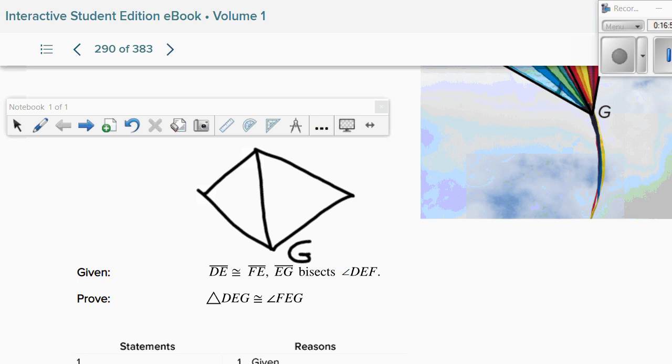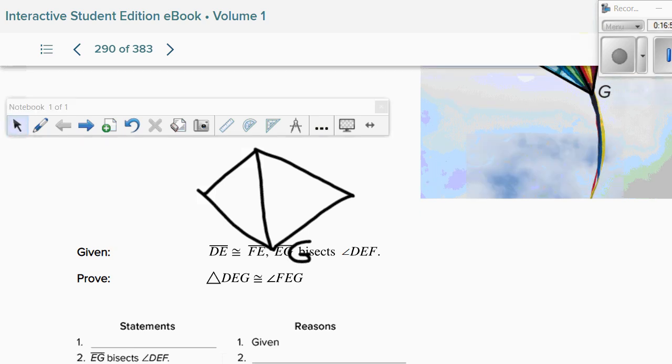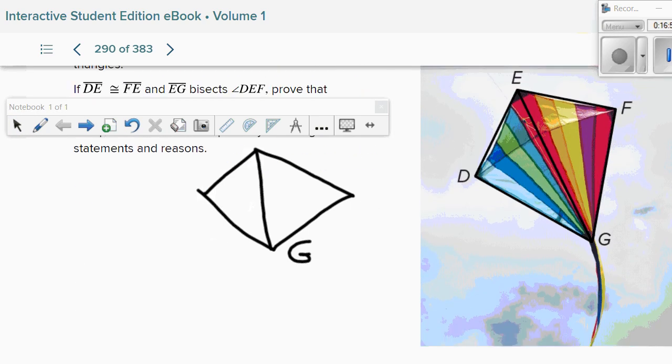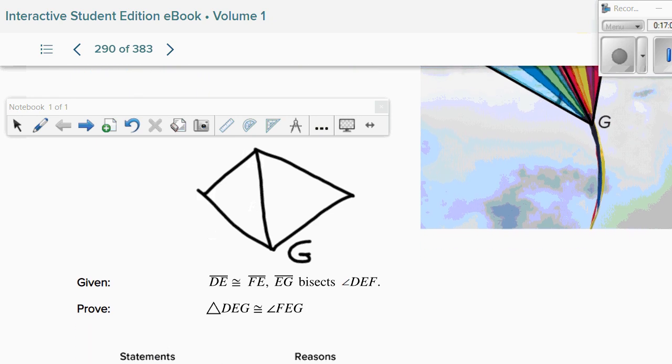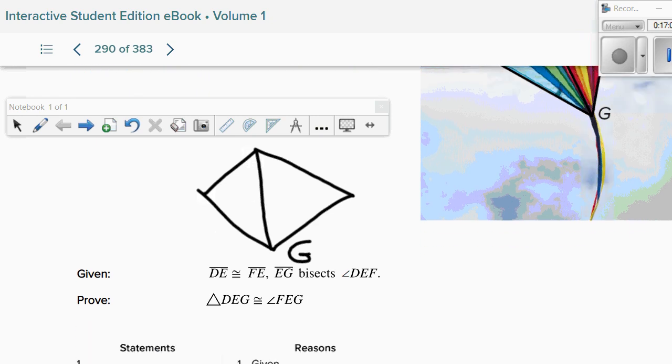I wish I could draw better too. Let's see what the letters are. E, D, F. Okay, so let's go ahead and do this proof, and this should be pretty straightforward.